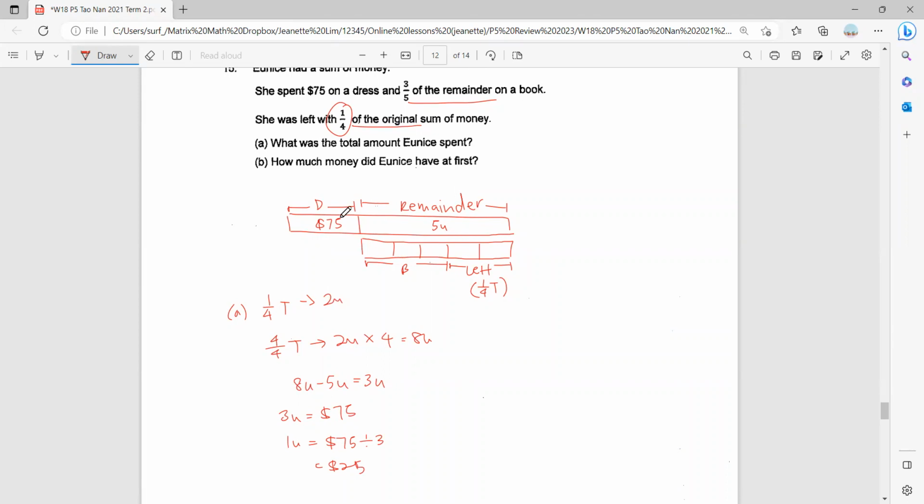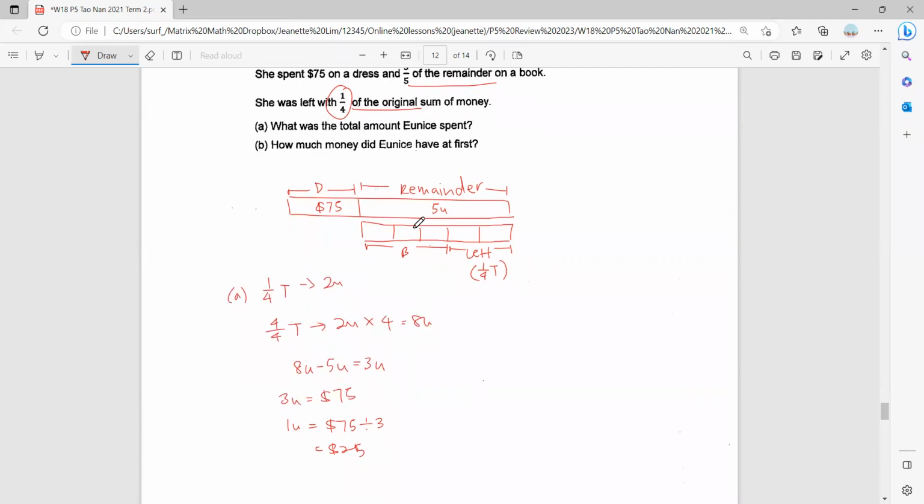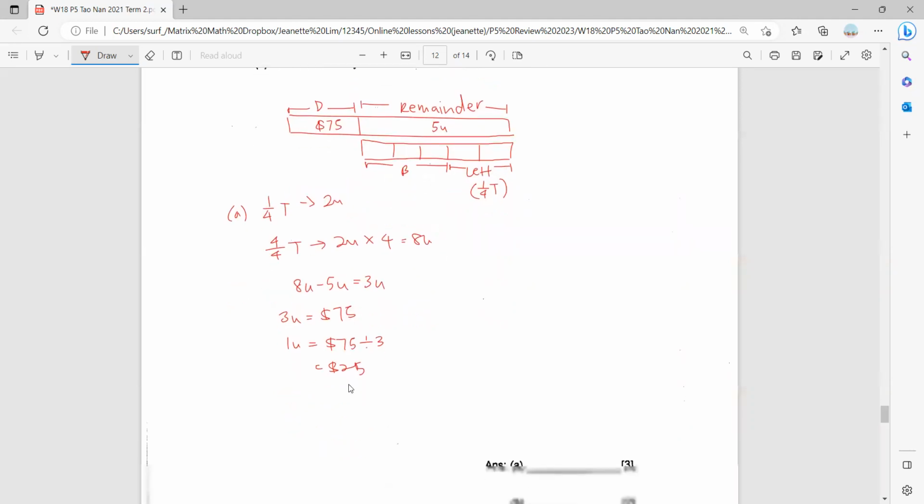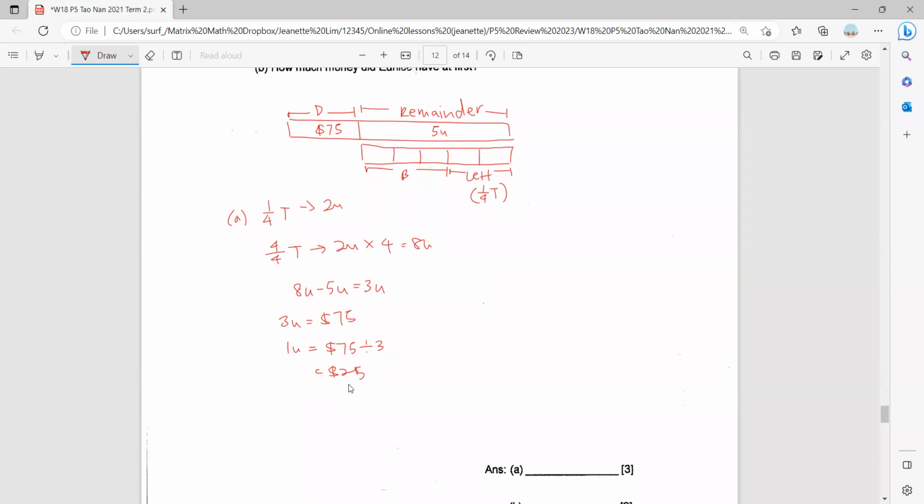She bought the book and the dress, right? Dress is 75. What about the book? Book is 3 units. So technically, the book is also 75. Okay. So because we already have 3 units, right? So what we can do is just take 75 for the dress plus 75 for the book. This is the amount spent. Okay, so $150.